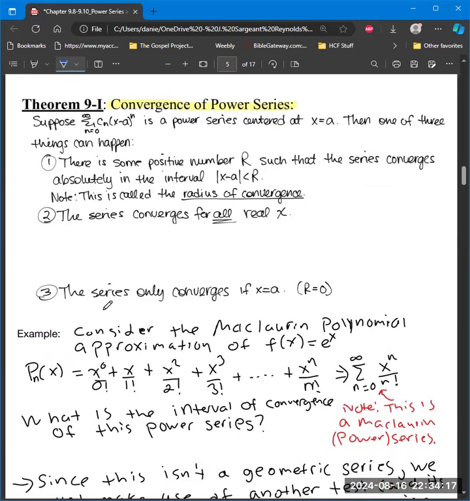We're not going to use any root tests, but the root test is another one that you're going to be looking to a lot for convergence of power series.